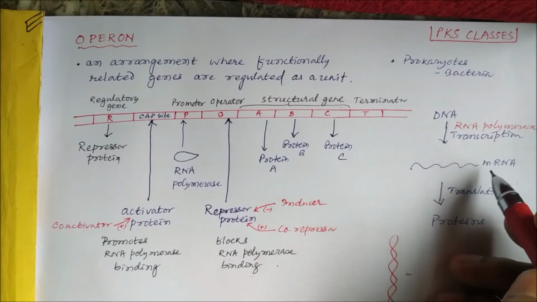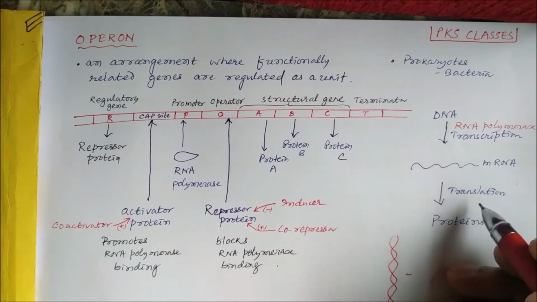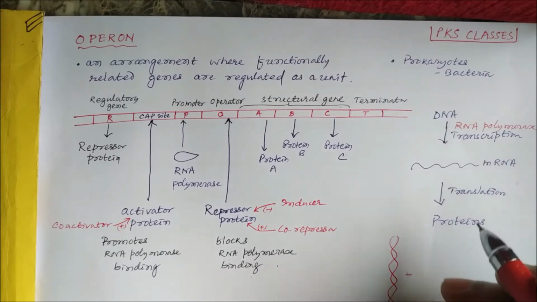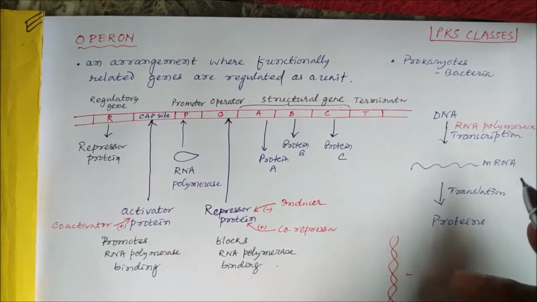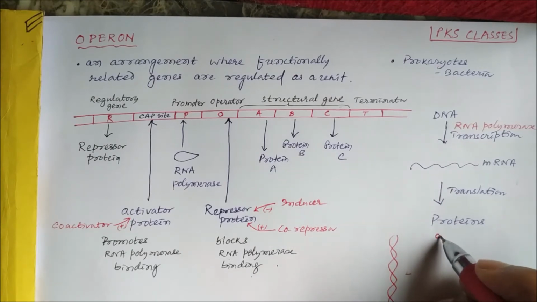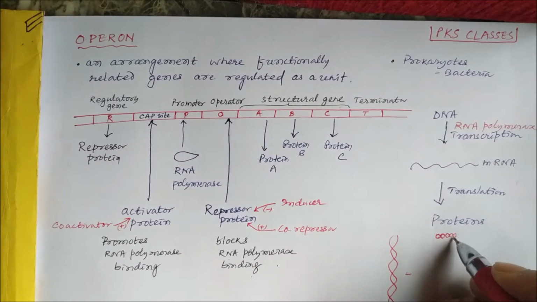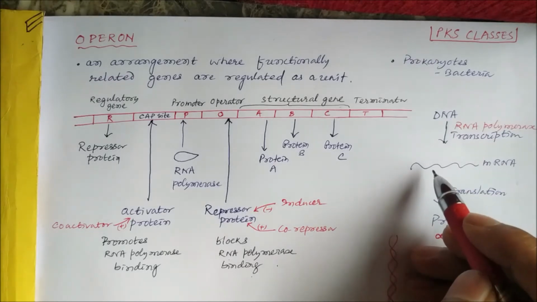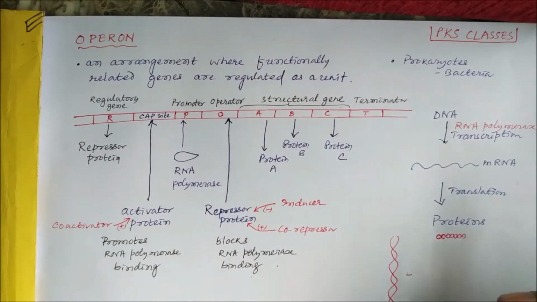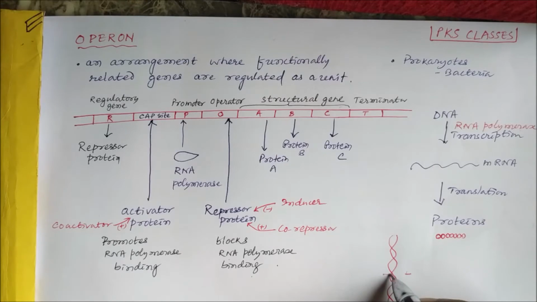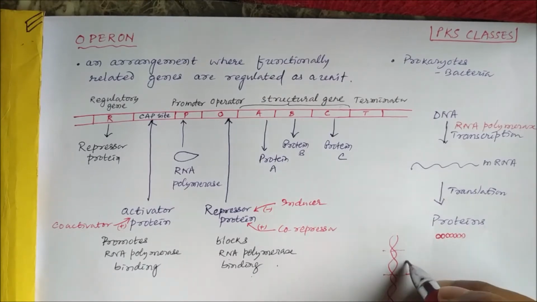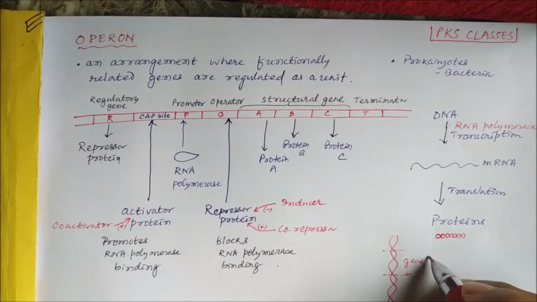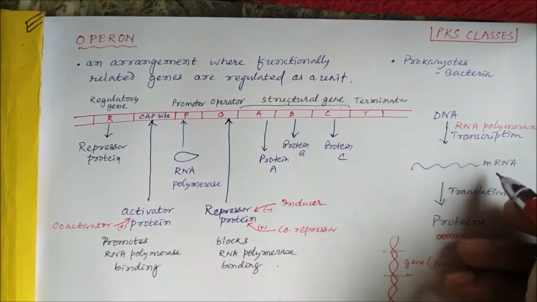Then the message present in messenger RNA is translated into proteins. The transfer RNA provides the amino acids and the required protein is synthesized. So the amino acids join and it forms the proteins, and the required amino acid code is available with messenger RNA. So the gene is nothing but the coding part. Suppose this is DNA and a part of DNA is our gene, which is the coding part from which this messenger RNA can be synthesized.